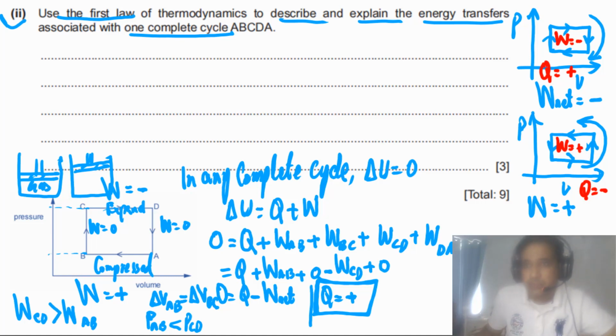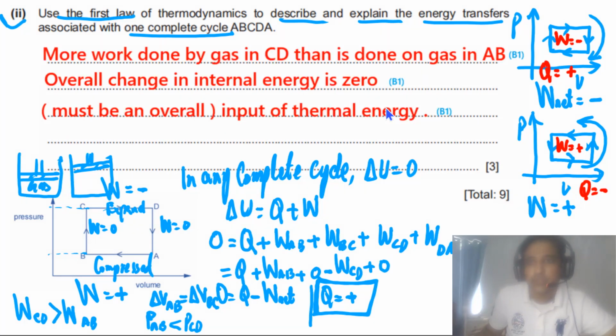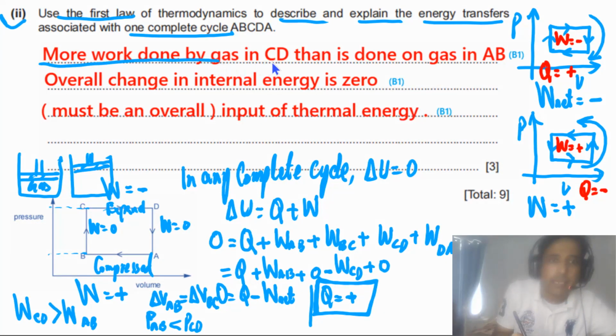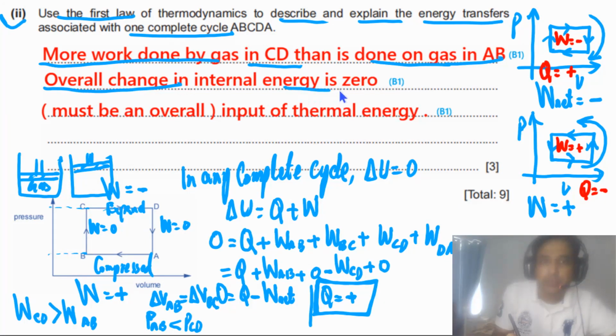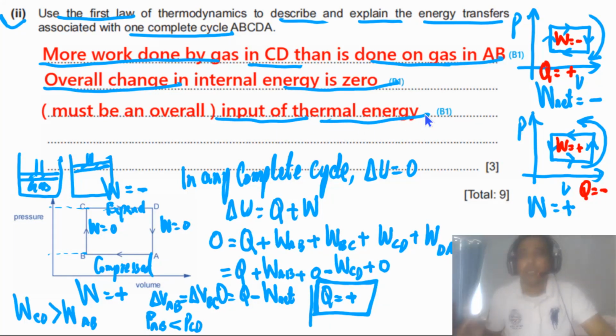Now let me show you the answer, what you can write down in your final answer. In your final answer you have to mention these points, and this question has 3 marks. So the first mark you will get if you have written more work done by gas in CD than is done on gas in AB, because the value of P between CD is greater, so work done is greater because change in volume is the same. And the second point, you can say overall change in internal energy is equal to 0, so it means there must be input of thermal energy. So if you write down these 3 points you will get 3 marks.